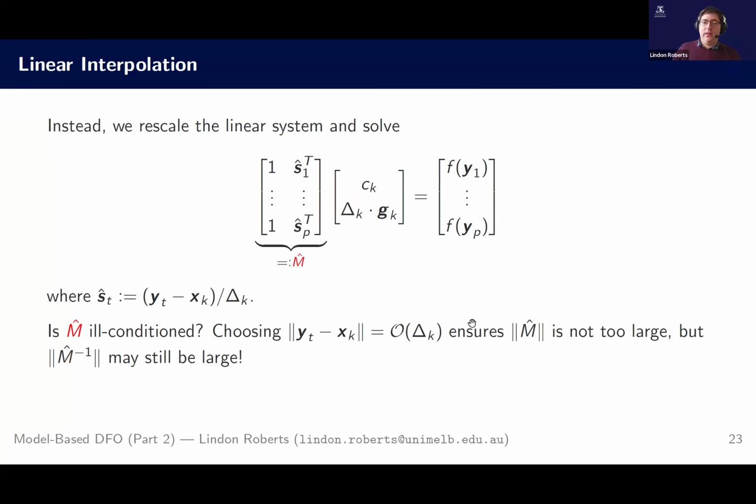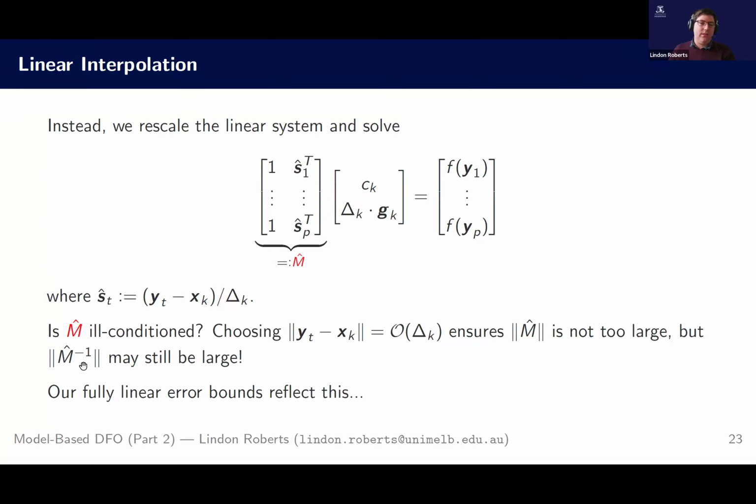We know that the norm of m is never going to get too large, because if all the points are of size delta away from xk, that means the norm of the s hats is all going to be approximately 1. So the norm of m never gets too big, but the norm of m inverse may still get large. So if all the s's, for example, point along a subspace, this matrix can still be singular. So we can still get ill-conditioning, even though the points aren't collapsing and we don't get it from the scaling. And that's going to be reflected in the fully linear error bounds.